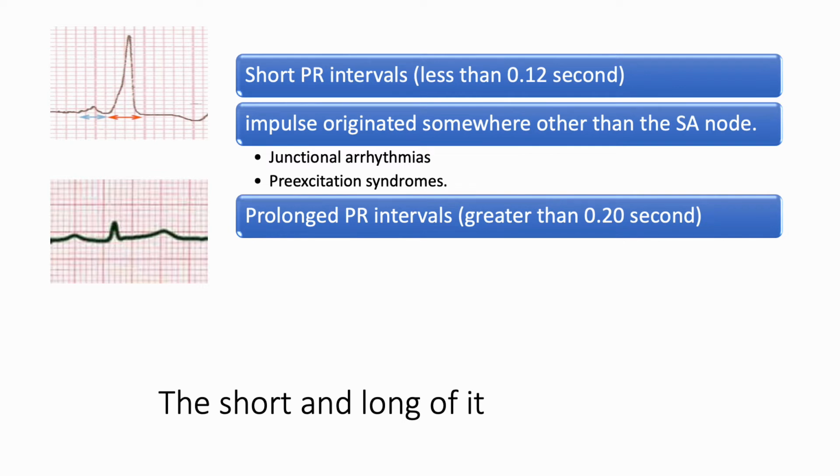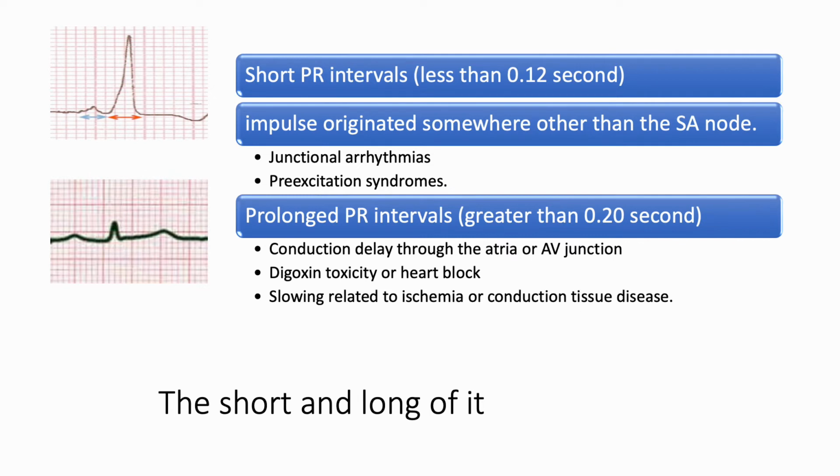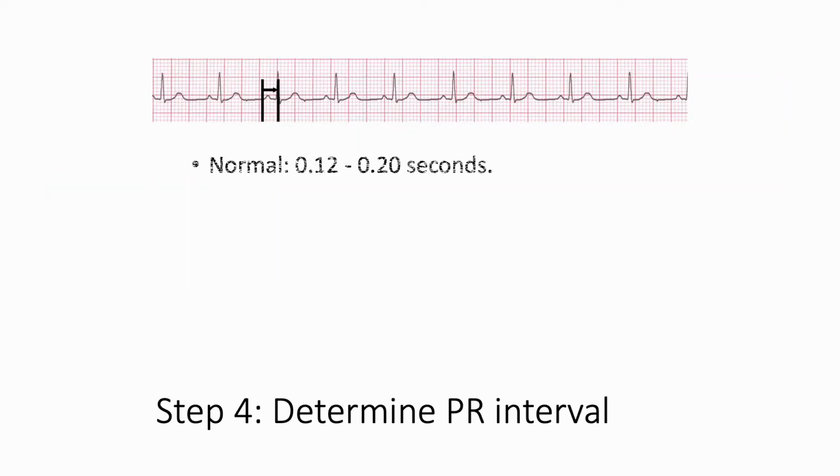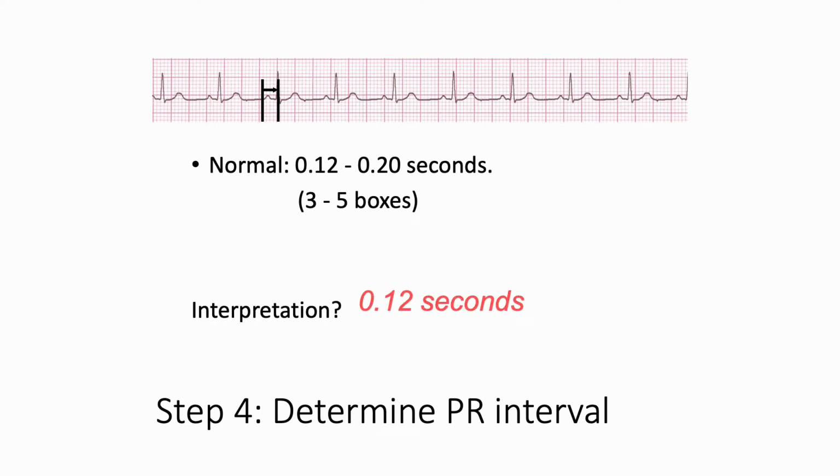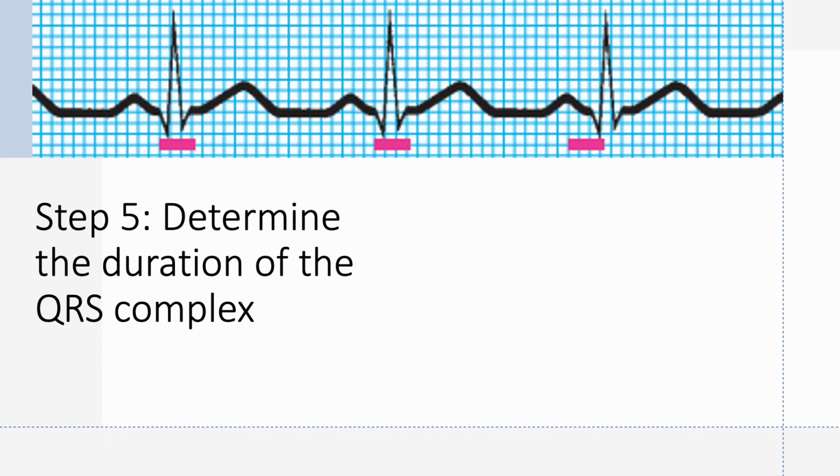A prolonged PR interval means the PR is more than 0.20 seconds or 1 big square, and this may occur in digoxin toxicity. It may occur in heart block, or show ischemia or conduction tissue diseases. So here the determination of the PR interval and interpretation is 0.12 second, and then determine the duration of the QRS complexes.